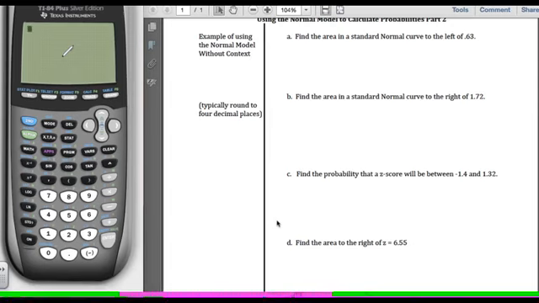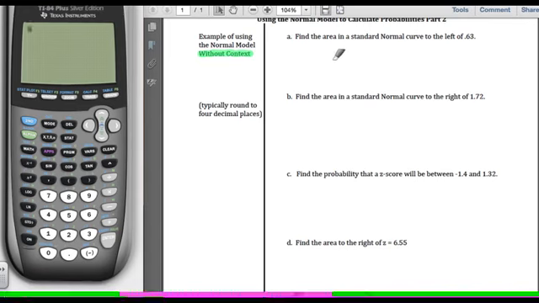This video is a continuation of the last video. We're going to continue to calculate probabilities using what we've seen in the normal model, but with just a slight difference. In the last video, we had women's heights as the basis of our example. Now we're going to look at a normal model without a context, and you'll see quite a few of these in the 6.2 homework in my stat lab.